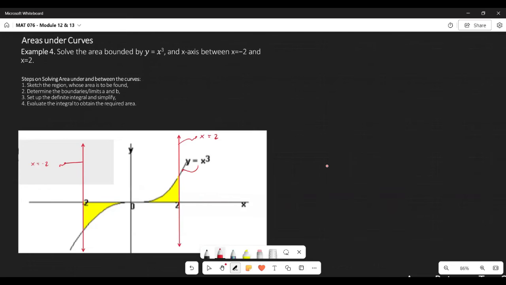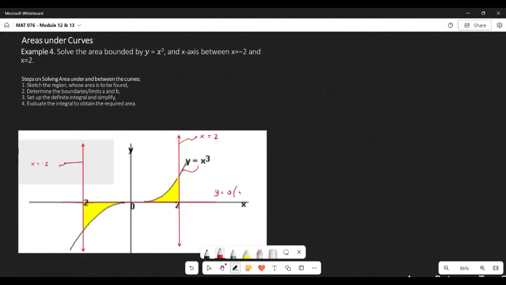So for example number 4, solve the area bounded by y is equal to x cubed and x-axis between x is equal to -2 and x is equal to 2. So first, we graph our functions or our given curves. And then yung nakikita nyo na to, ititrace ko, yung part na yan yung y is equal to x cubed. Okay, so ito yung part na yan. Then binigyan tayo ng boundary din ng x-axis. Yung x-axis natin itong nakahiga. Ayan. And we know na yung function ng x-axis is y is equal to 0.